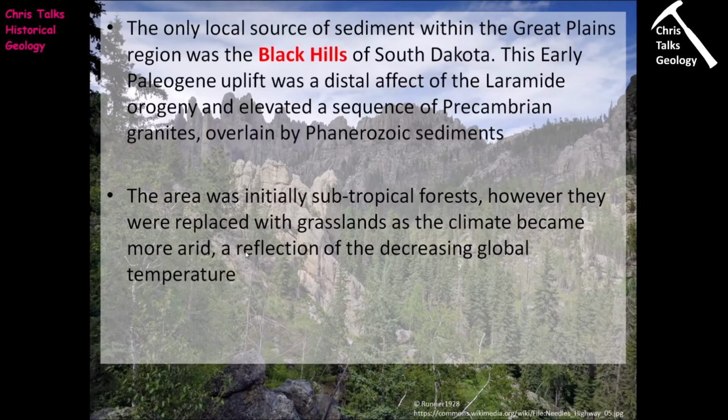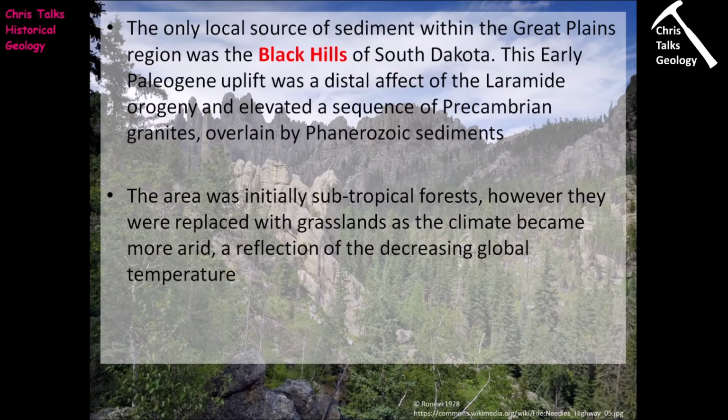So the only local source of sediment within the Great Plains region was the Black Hills. So when I say local, I mean proximal. So when I'm talking about the erosion of the Rockies, that's a distal source of sediment. In terms of sources of sediment located in the Great Plains region, only really the Black Hills of South Dakota could possibly act as a major sediment source.